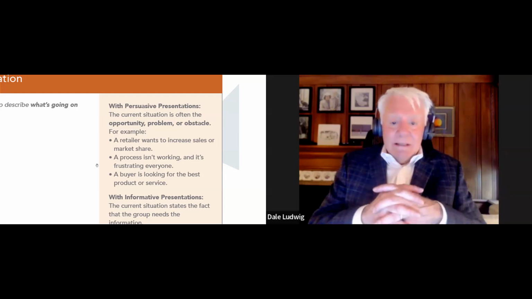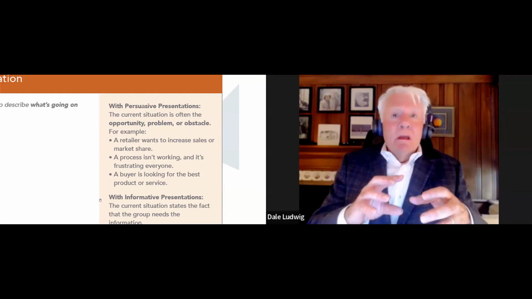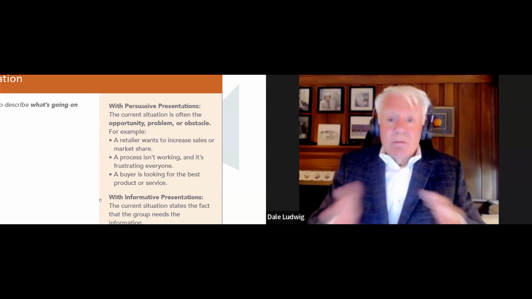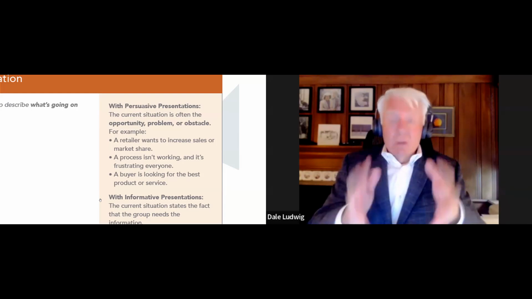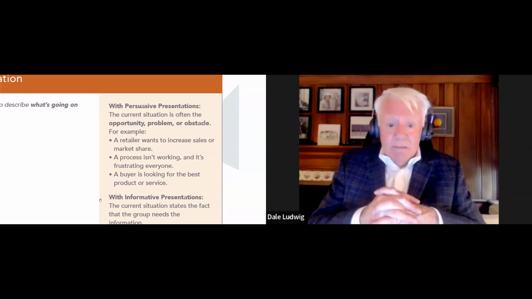Examples there: in retail wants to increase sales, process isn't working, the buyer is looking for the best product or service. If you're doing a problem solving presentation, you state the problem in the current situation, sort of the don't be afraid of the elephant in the room sort of approach. You want to say in the frame, here's why we're here. Here's why you need to listen to what I have to talk about today.